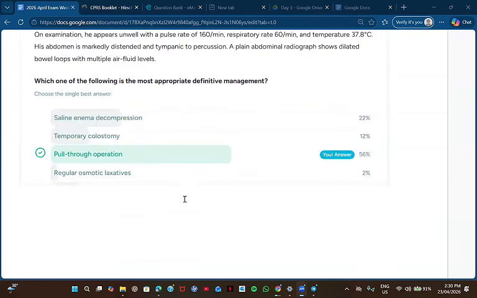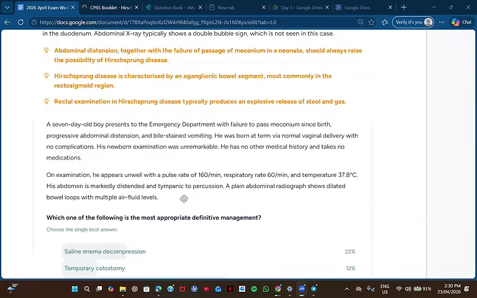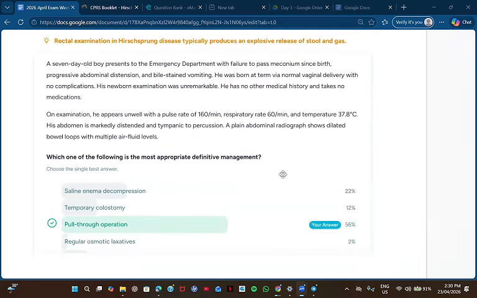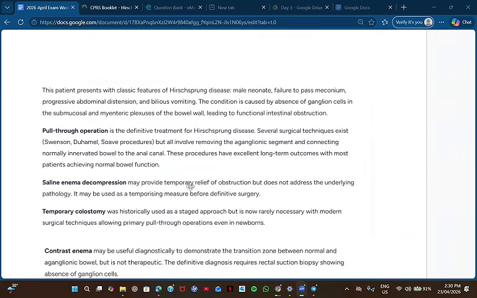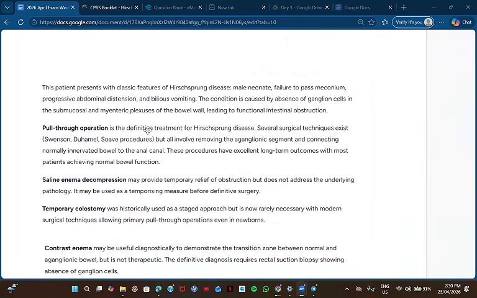Okay. So here, you need to remember one by one what the definitive management is, right? It's a pull through operation. I hope everyone knows about this. The patient presents with Hirschsprung disease. So pull through operation is the definitive treatment for Hirschsprung disease.